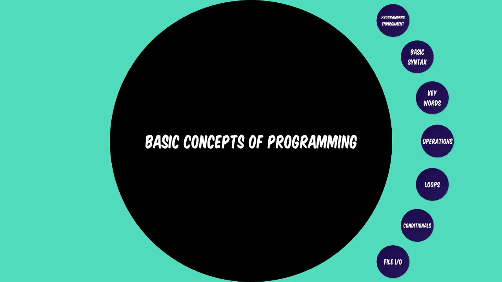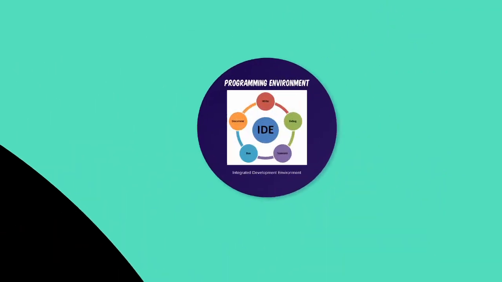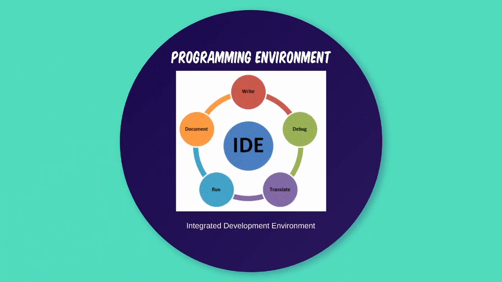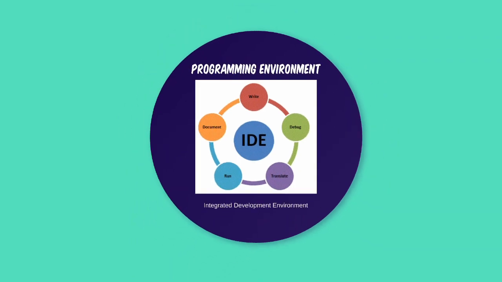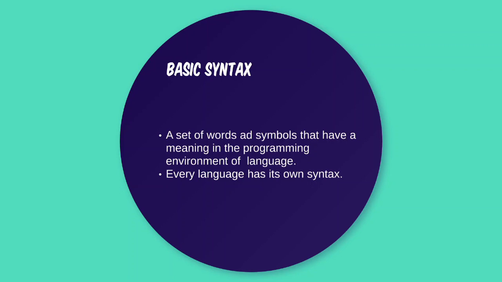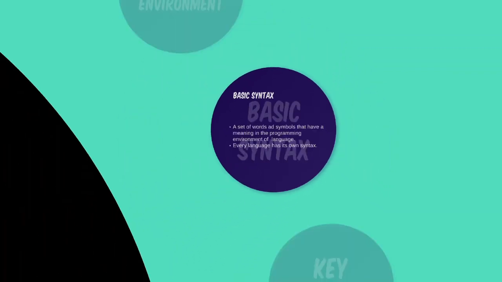Now, all these programming languages have some basic concepts that you need to know. Number 1, programming environment, otherwise known as integrated development environment. That's where you write, debug, translate, run, and document your program. Number 2, basic syntax. Basic syntax is a set of words and symbols that have a meaning in the programming environment of a specific language. Every language has its own syntax.